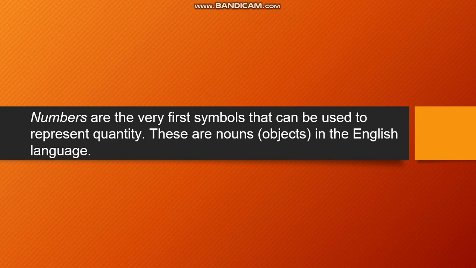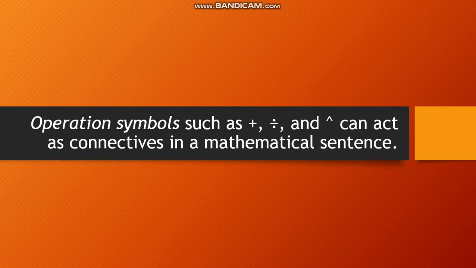Now, numbers are the very first symbols that can be used to represent quantity. These are nouns, that is, objects in the English language. So, in English, we use nouns to name a certain thing; in mathematics, we use numbers to identify or to represent the quantity of, say, an object.